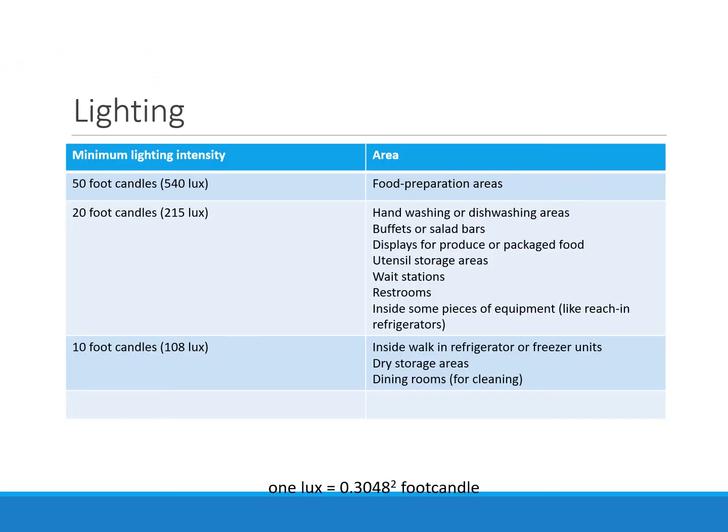So here are the guidelines for how bright things need to be. Say, food prep areas, 50 foot candles, just meaning relatively very bright. You need to be able to see everything that you're doing so that it's safe and so that you can clean. In other areas, restrooms, reach-in equipment, hand washing areas, 20 foot candles is sufficient. In dining rooms and dry storage areas, it can be even less at 10 foot candles. So again, just make sure that you meet the guidelines of your area.